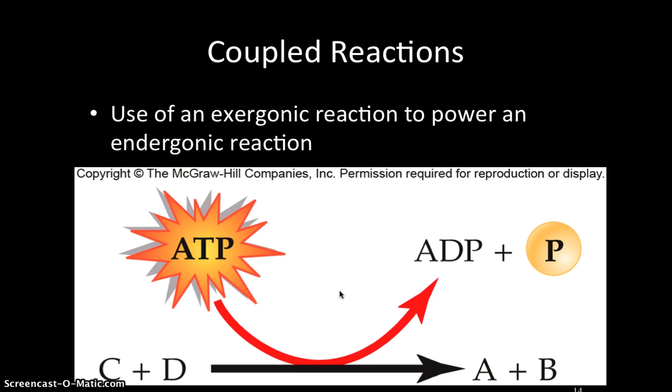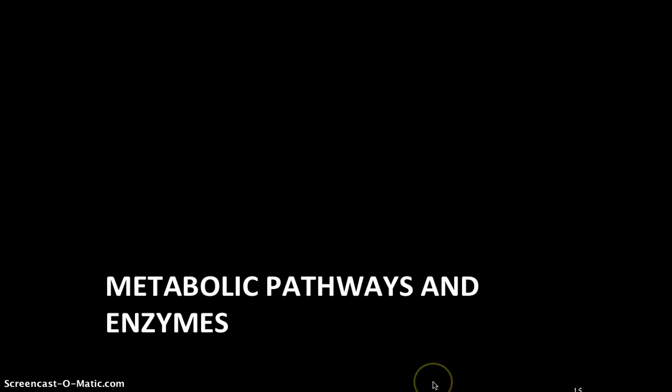A coupled reaction is the use of an exergonic reaction to power an endergonic reaction. Exergonic reactions release energy and endergonic reactions absorb it. So if we couple an exergonic reaction with an endergonic reaction, we can use the exergonic one to power the endergonic one. For example, we can use the exergonic reaction of ATP to ADP and phosphate to power anything else that requires energy. The energy released from ATP can power this reaction down here.